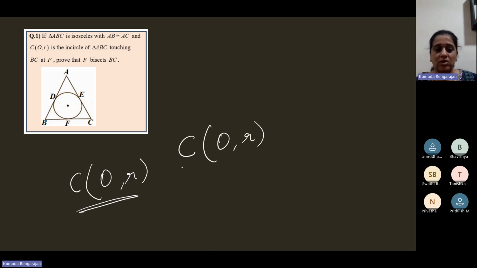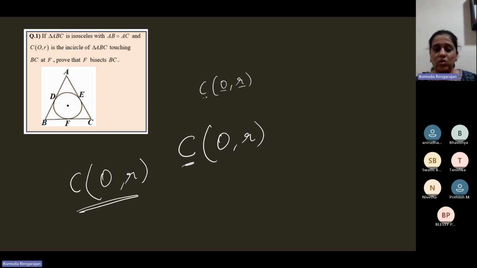So here in triangle ABC, triangle ABC is isosceles with AB equal to AC, and we have a circle with center O and radius R. That's how you read this: circle with center O and radius R, not the coordinates of C. This is circle C with center O and radius R. So I mark this center O, and radius R. It is the incircle of the triangle ABC touching BC at F.